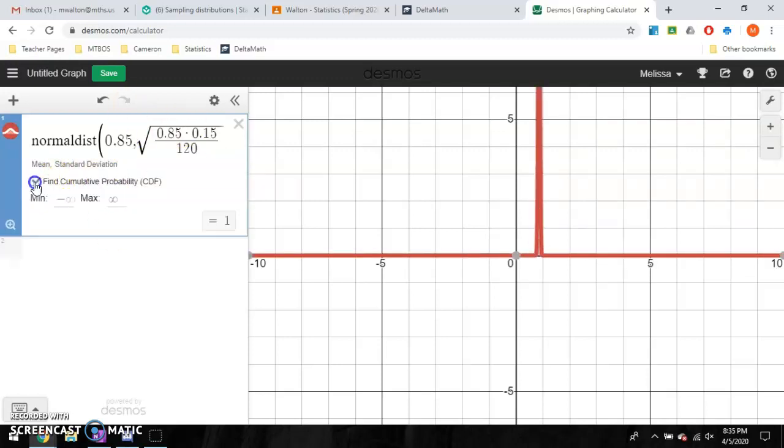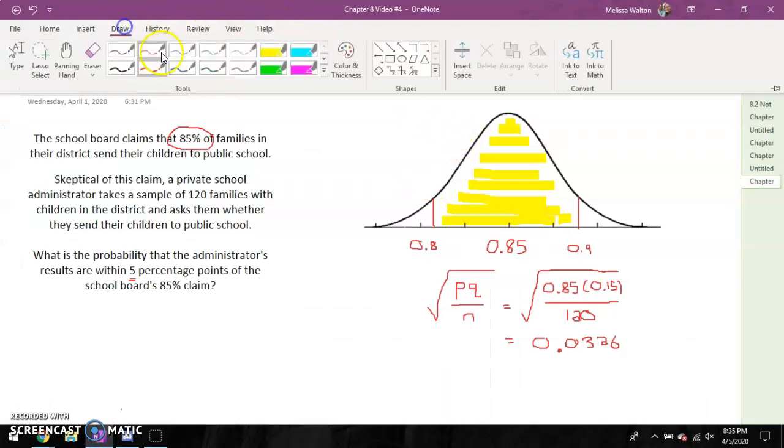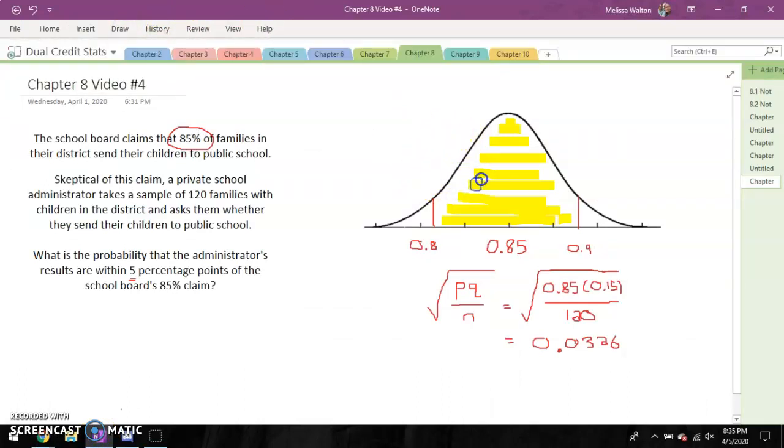I'm looking for the cumulative probability. I want to know the probability that this falls between 80% and 90%. And sure enough, this comes out to be a 0.875 chance. So overall, this probability ends up being 0.875.